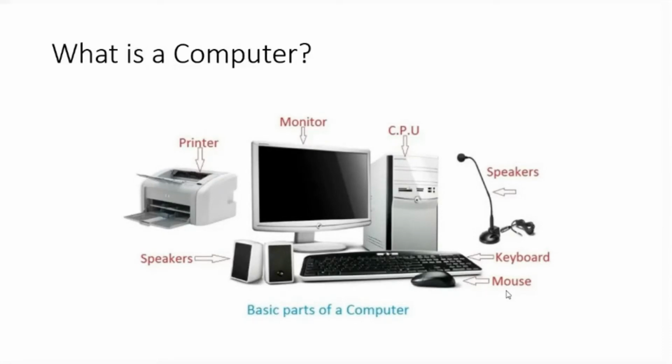Then obviously there are other input devices also: the scanner, the mic, the camera, etc. Then the processing device in a computer is the CPU, the central processing unit. That is the box associated with your computer system.